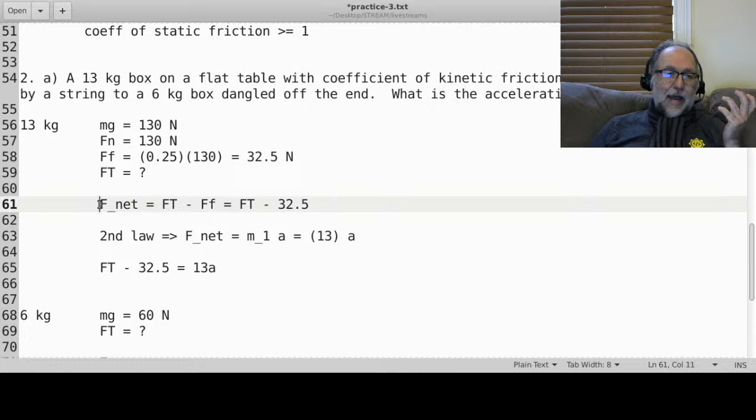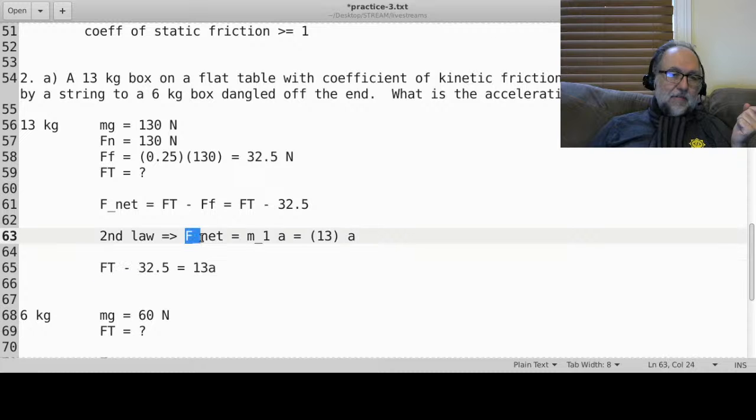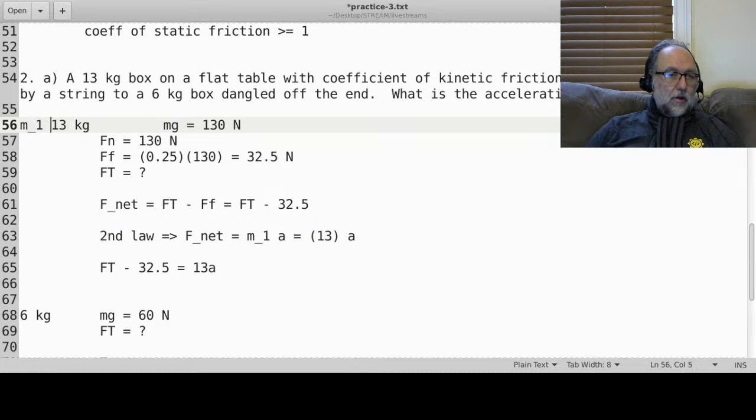And so we'll just say, okay, fine. I know the best I can say for F net is that it's FT minus 32. Great, so there's my F net. Like if F net is equal to MA, there's my F net. It's FT minus 32. And then it's MA. Okay, but because we got two M's in here, we're going to say this one, M1 here, is 13 kilograms. All right, like that.